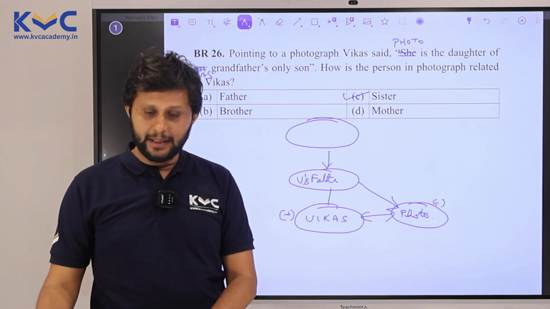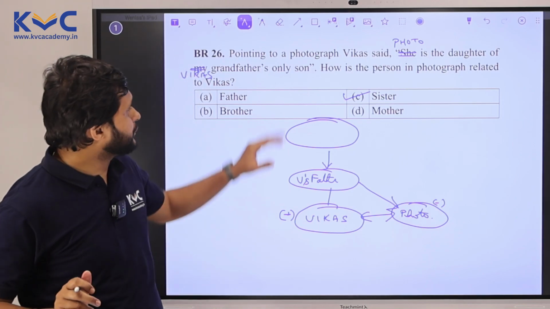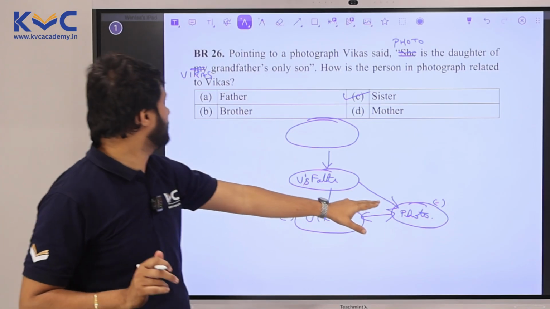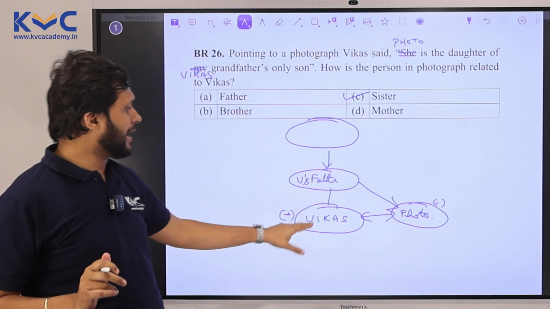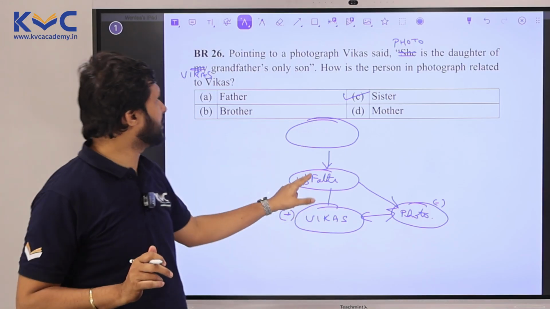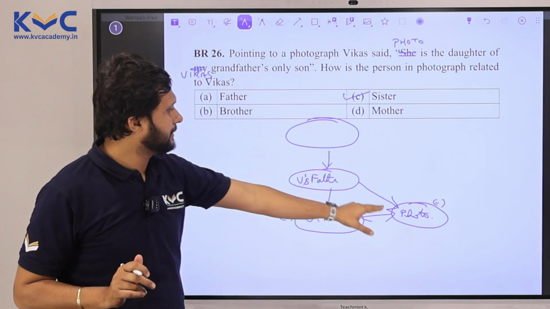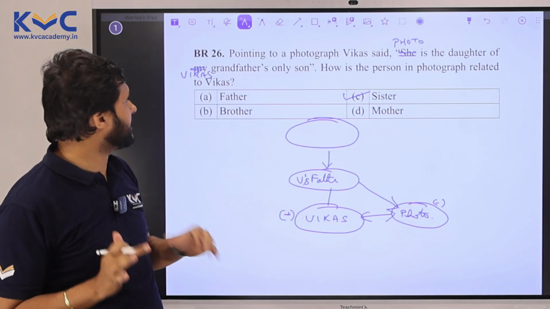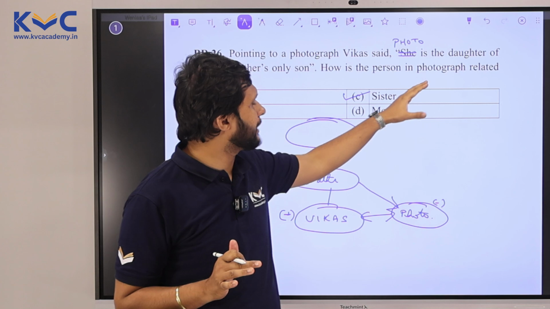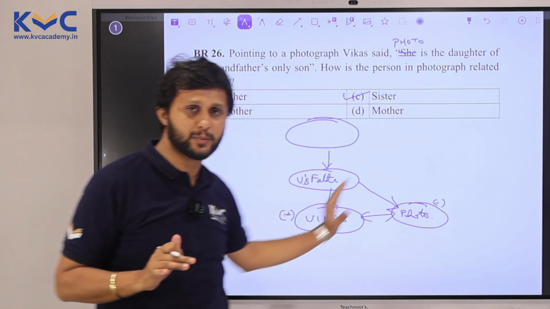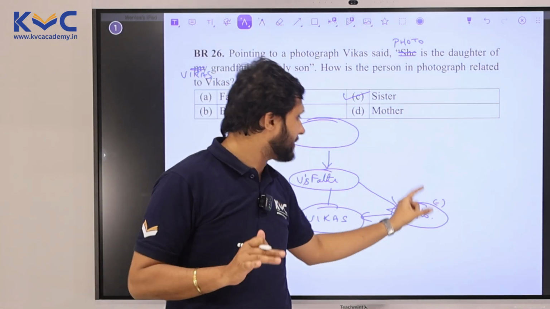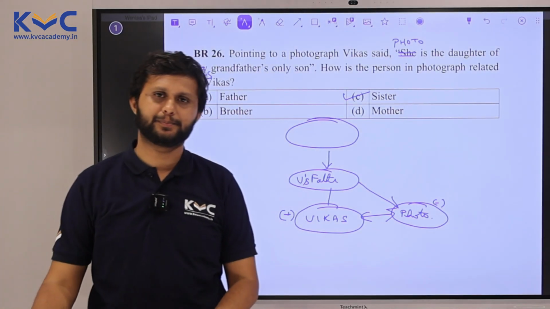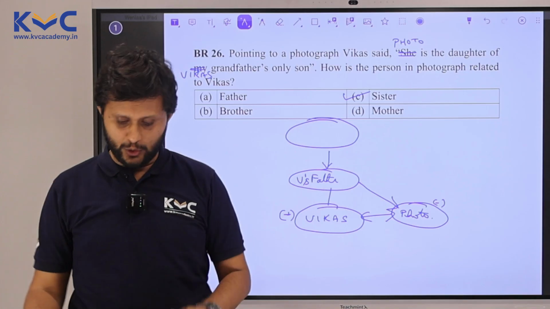I'll just repeat it again. We are talking about a photograph. I have written photo. Photo is the daughter of Vikas's grandfather. Vikas is over here, grandfather's only son. So these two are siblings. And then we see from where the connection is, how is the person in the photograph related to Vikas. From Vikas's point of view, sibling who is female by gender will be sister. We'll move on to the next question.